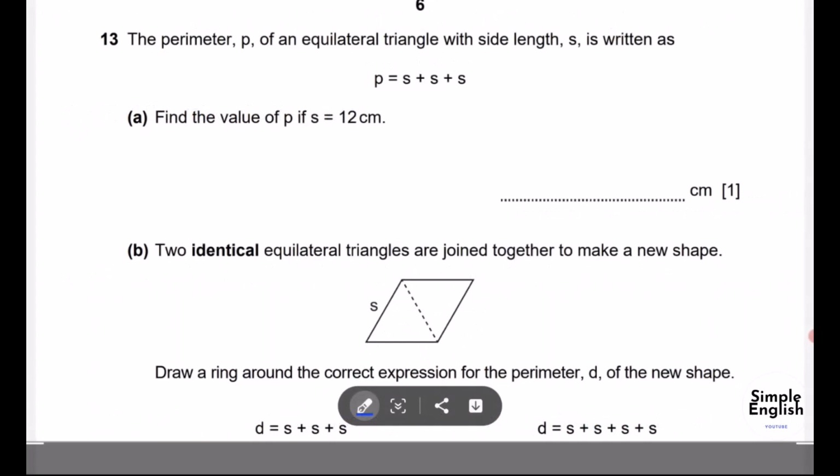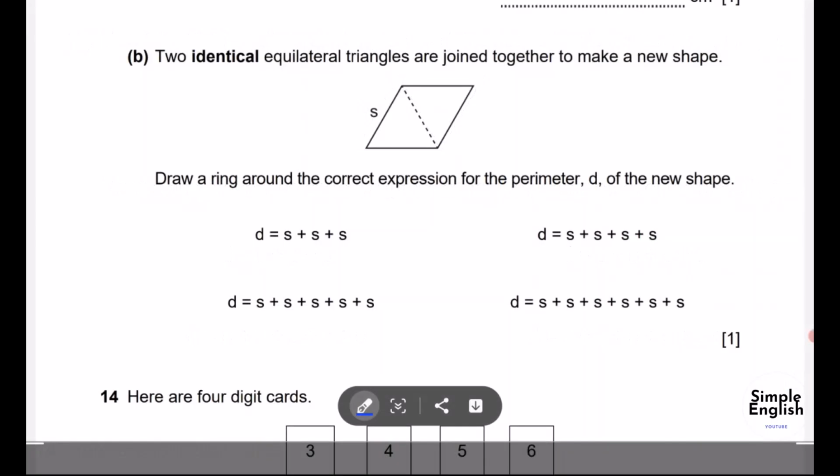13. The perimeter P of an equilateral triangle with side length S is written. This one, remember? Okay, then we have 3 sides that are equal. Find the value of P if S is 12. Okay, so that's 12 plus 12 plus 12. So that's 36.